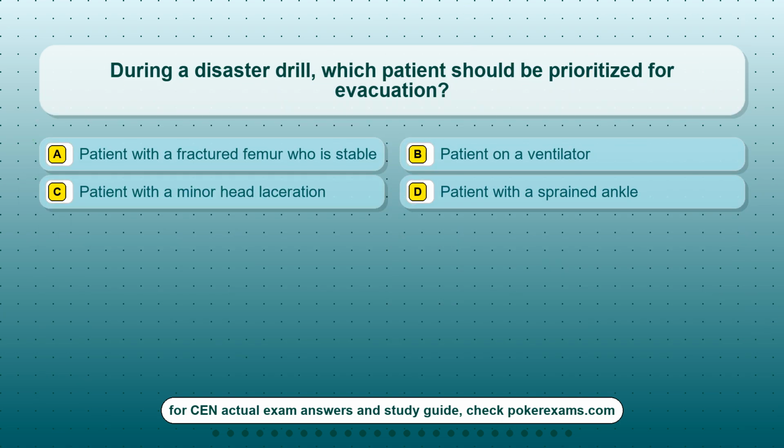Question 6. During a disaster drill, which patient should be prioritized for evacuation? Option A, patient with a fractured femur who is stable. Option B, patient on a ventilator. Option C, patient with a minor head laceration. Option D, patient with a sprained ankle.